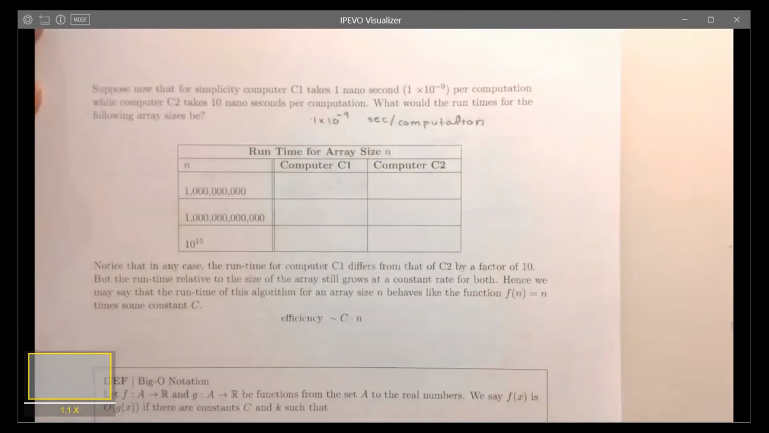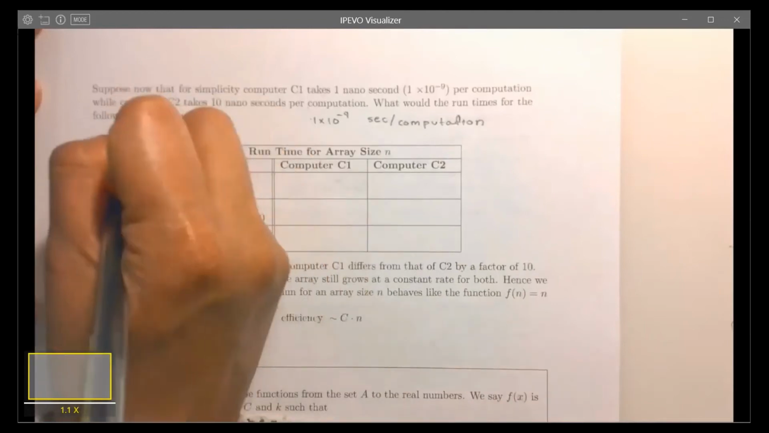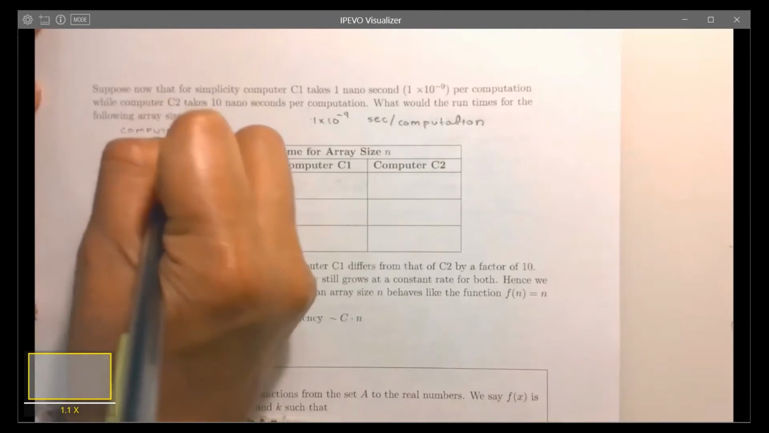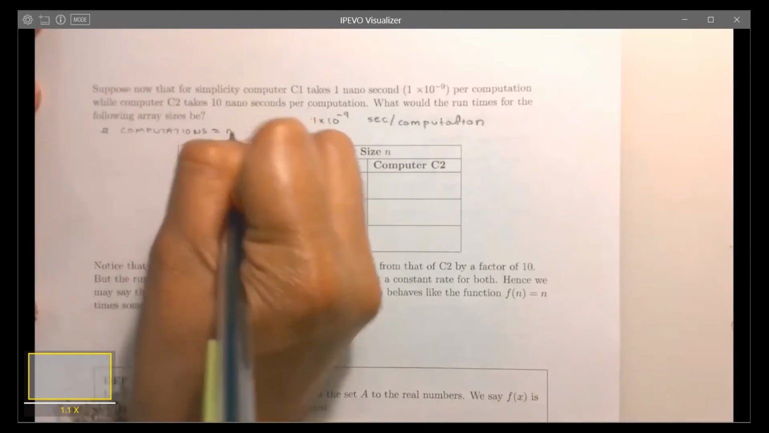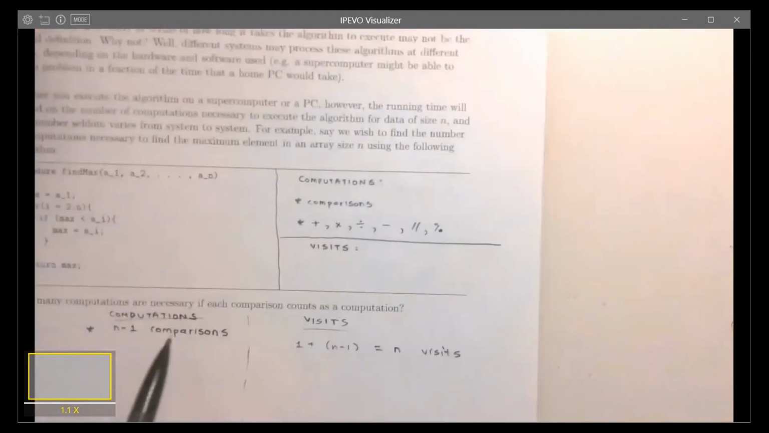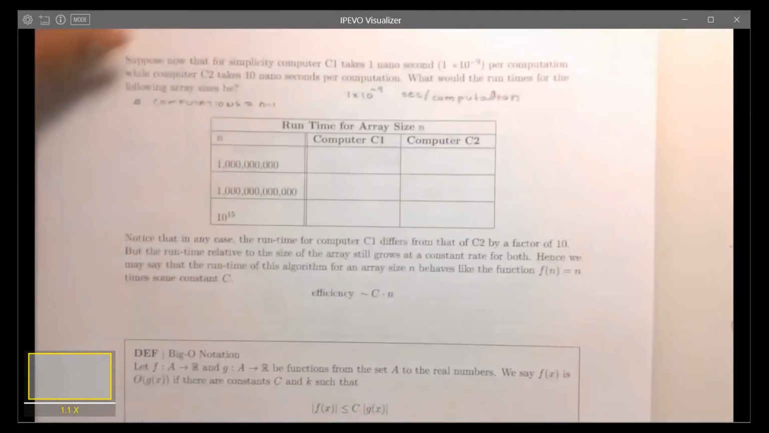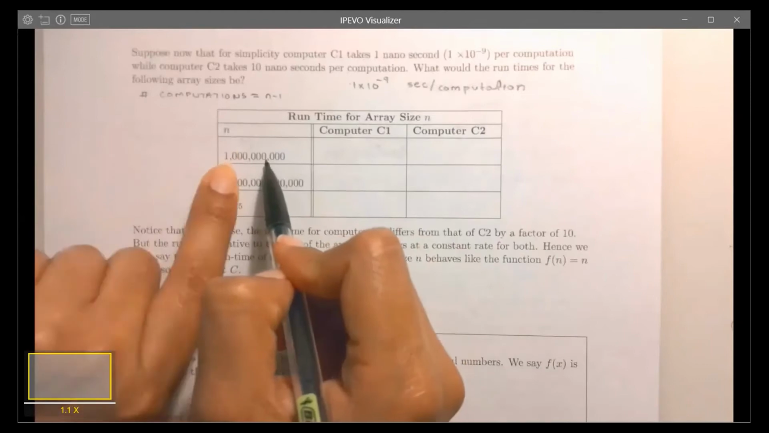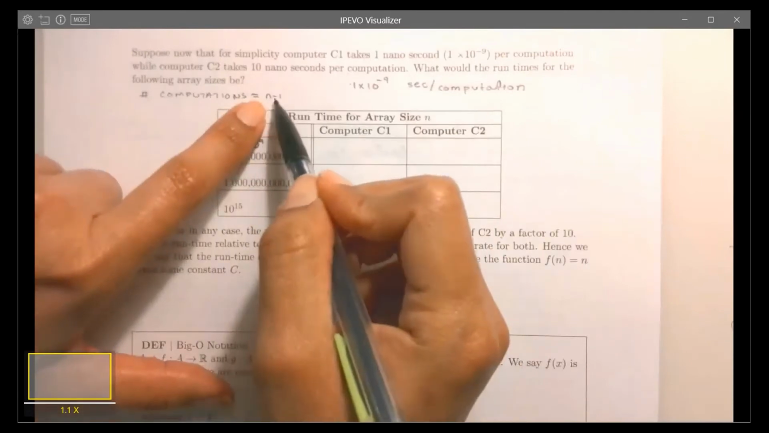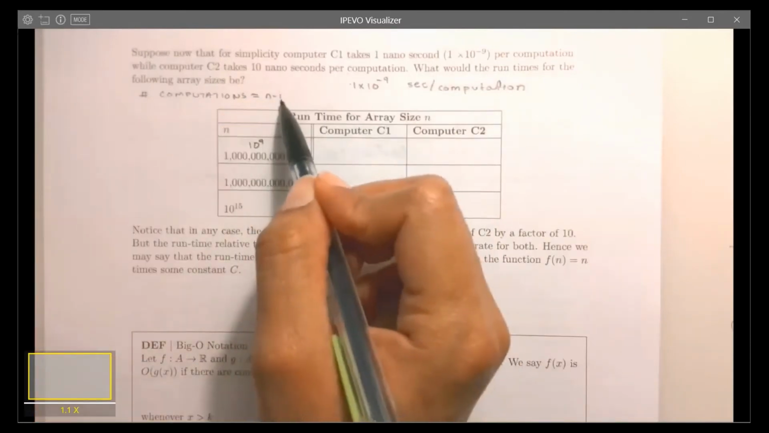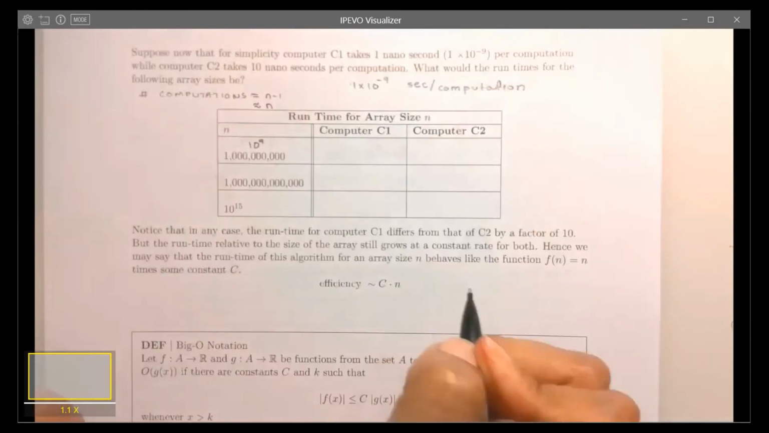Just to make our computations a little bit simpler, if I consider the number of computations for that algorithm, we said the number of computations was going to be n minus 1, right? Because we had n minus 1 comparisons. Now, if the array size is extremely large, like in this case, this is 10 to the 9, then the number of computations, which is n minus 1, this minus 1 is going to be negligible compared to the size of n, meaning it's not really going to have an effect. So when n is very large, this is approximately n.